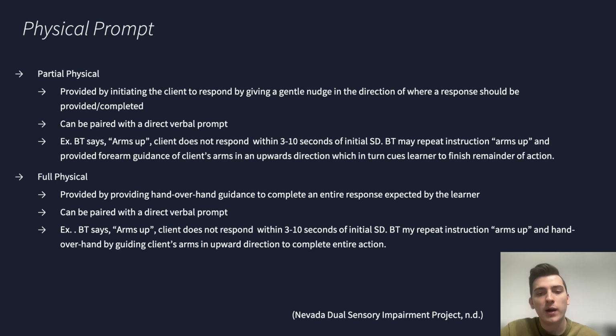A full physical prompt is demonstrated when providing hand-over-hand guidance to complete an entire response that is expected by the learner. This prompt can also be paired with a direct verbal prompt. An example of this would be when a BT says, "Arms up." A client does not respond within the 3 to 10 seconds of that initial SD. The BT may repeat the instruction, "Arms up," and hand over hand guide the client's arms in an upward direction to complete the entire action.